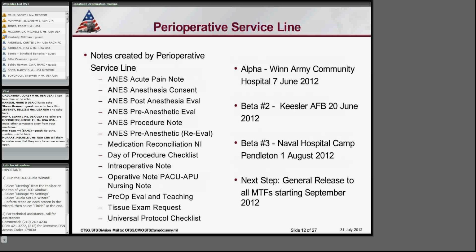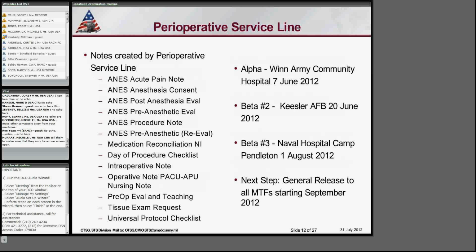Perioperative, you can see there's a number of notes that are going out with this. And again, when was the alpha for that? And then the betas were Navy and Air Force sites. This is one that when we do take Med-Surg to win, we will be able to group the perioperative and the Med-Surg content together. That's something that we'll be talking about this week when the ECAG meets in San Diego, is how are we going to deploy these things.